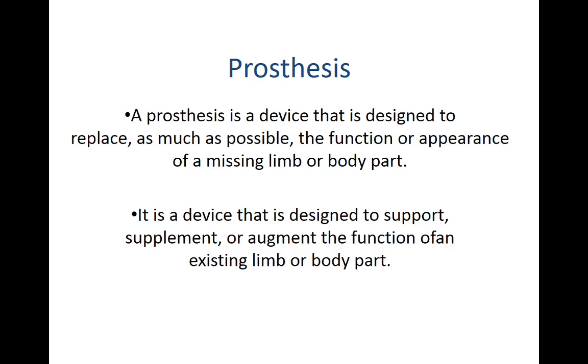When we talk about prosthesis in my subject, I'm talking about extremity prosthesis. Not the heart prosthesis or the hip prosthesis, the internal ones, but the external prosthesis, or what we call artificial limbs. It is a device designed to support, supplement or augment the function of an existing limb or body part. Existing limb means that after amputation, patients have a residual limb. The prosthesis supports or supplements the function of the existing body part.